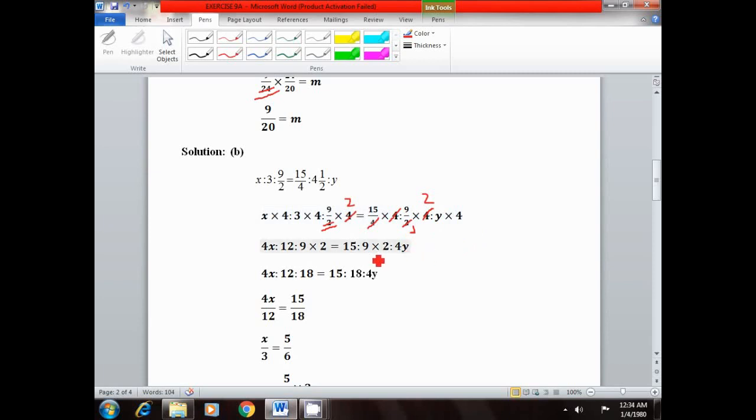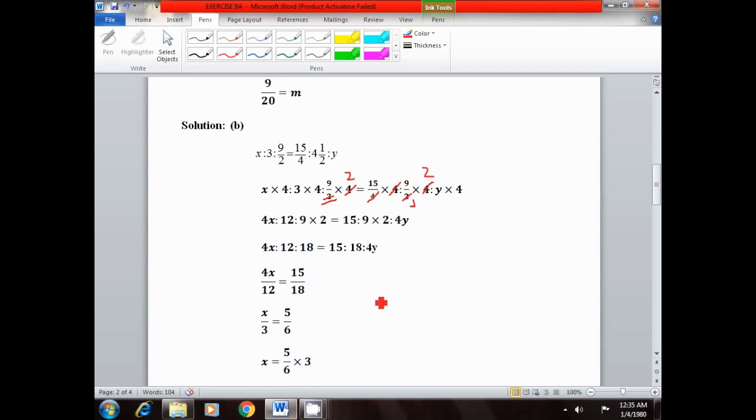Now you see, 4 times x is 4x, 3 times 4 is 12, and then we have 9 multiplied by 2, and equals 15 multiplied by 9. So 15 ratio 9 multiplied by 2 ratio 4 times y is 4y. Now we will multiply this 9 by 2. The product of 9 and 2 is 18, and again we have 9 multiplied by 2, 18.